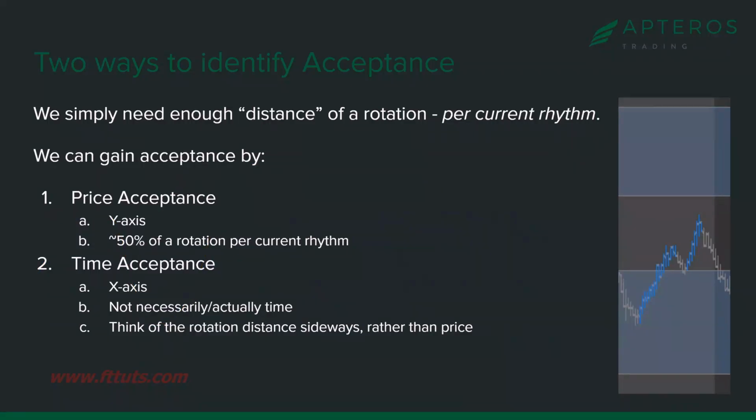The other way that we might achieve acceptance is via enough time. And I'll go ahead and tell you, it's not necessarily time. It's essentially time, and it could very well be time, but it's not necessarily time because, for example, I might be using a volume chart, and it may not have actually been that much time, but enough volume traded above there to give me a number of bars on the x-axis. And so I'm going to call it time acceptance.